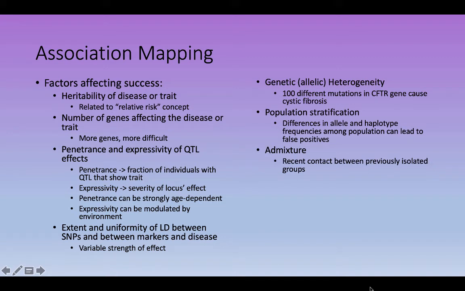Admixture is also important to consider. Here we could have recent contact between previously isolated groups, and that's going to wash out a signal, or it could introduce some transient linkage disequilibrium or a novel population structure that hides the association between a specific variant and a specific phenotypic trait outcome.